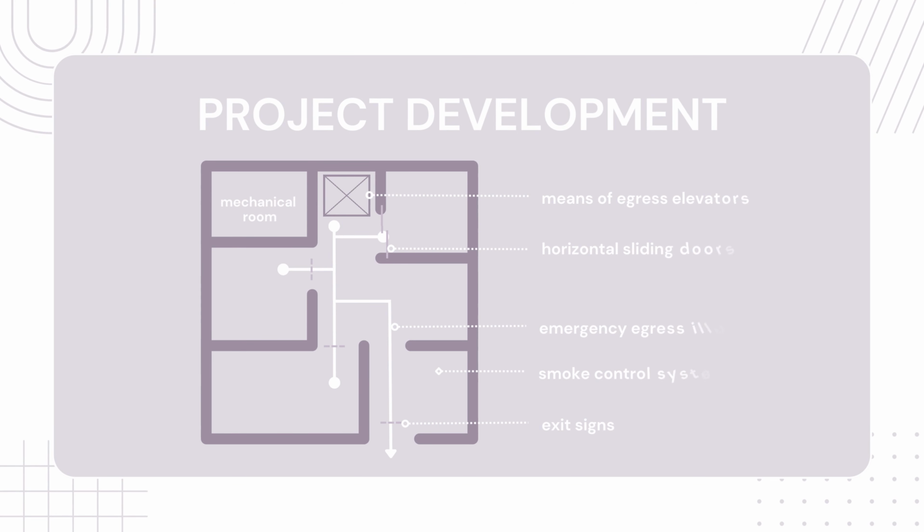If a building experiences a power failure, building codes require efficient lighting so that occupants can safely evacuate the building. Emergency and standby power is required for emergency egress illumination, exit signs, smoke control systems, horizontal sliding doors, and means of egress elevators. The means of egress path must be illuminated. Mechanical rooms are not a means of egress.